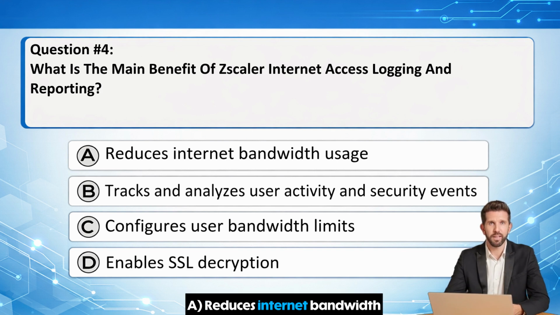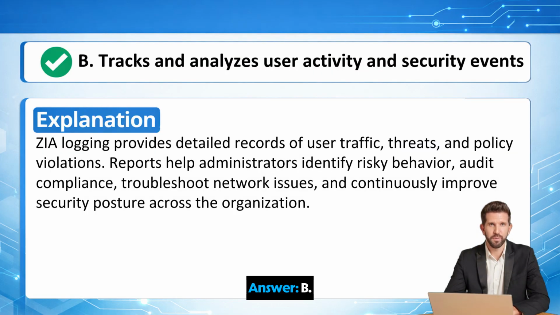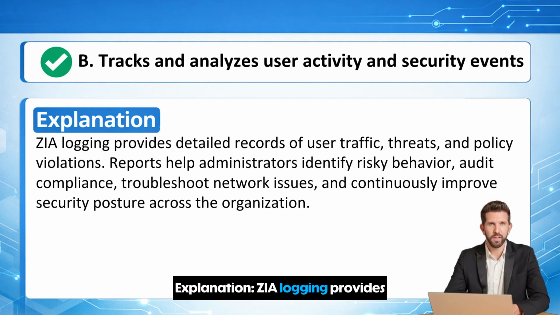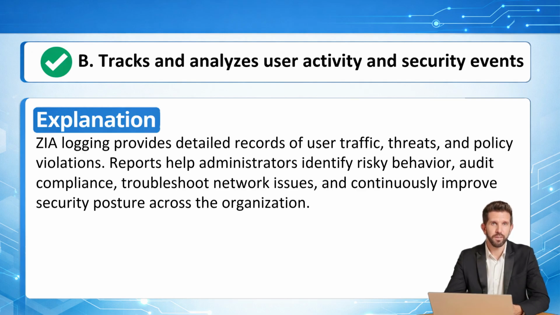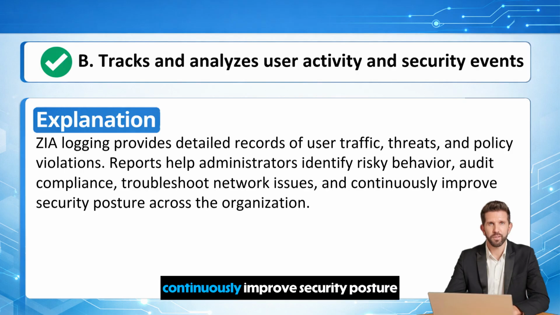A. Reduces internet bandwidth usage. B. Tracks and analyzes user activity and security events. C. Configures user bandwidth limits. D. Enables SSL decryption. Answer: B. Tracks and analyzes user activity and security events. Explanation: ZIA logging provides detailed records of user traffic, threats, and policy violations. Reports help administrators identify risky behavior, audit compliance, troubleshoot network issues, and continuously improve security posture across the organization.